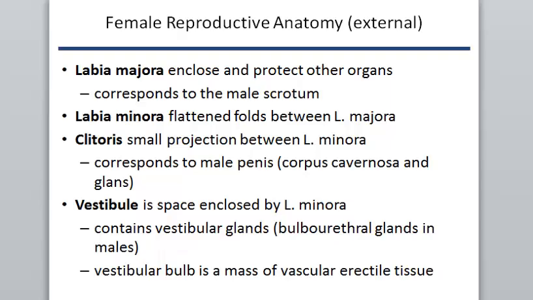Right. External anatomy for both male and female are not as important as far as function goes. We'll have muscles, but not to focus on them. Protective labia majora and labia minora are just folds that are external protection.